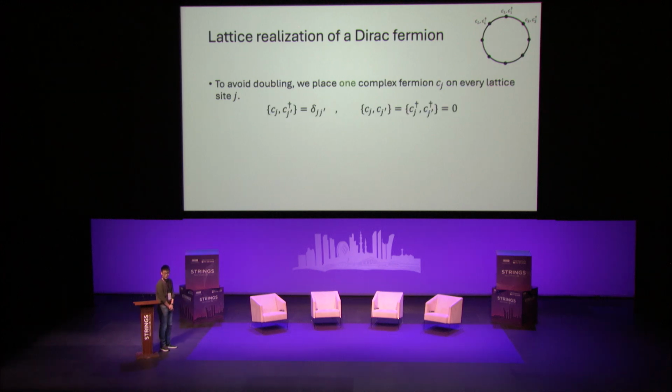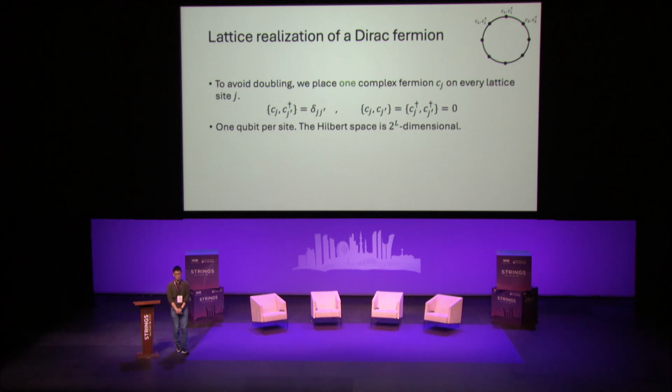They obey the standard anti-commutation relation. Upon quantization, each site gives you a two-dimensional Hilbert space. That's a fancy way of saying a qubit. You have L sites, so the total Hilbert space is 2 to the L dimensional. Okay? So I have given you the Hilbert space. I have given you the local fermionic operator that acts on the Hilbert space.